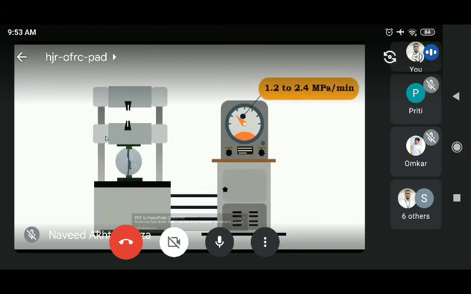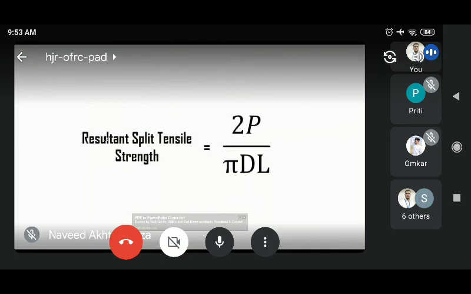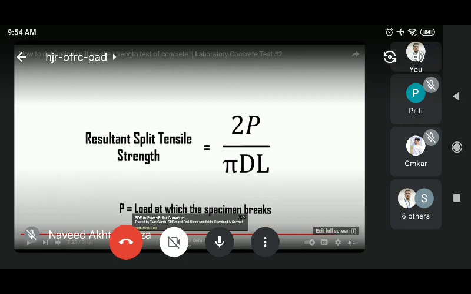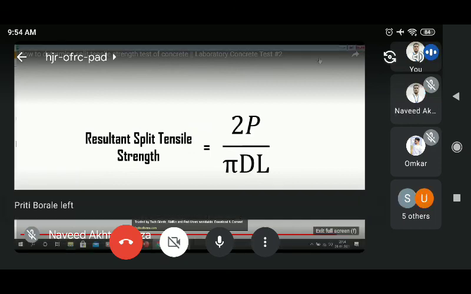Then we apply the load at the rate of 1.2 to 2.4 MPa per minute, and finally the failure load is recorded. Then the splitting tensile strength is calculated using this formula: 2P upon pi DL, where P is the load at which the specimen breaks. So today we have completed this splitting destructive testing on the specimens.